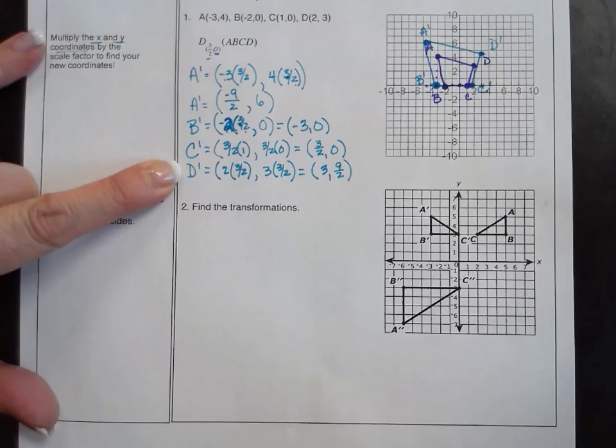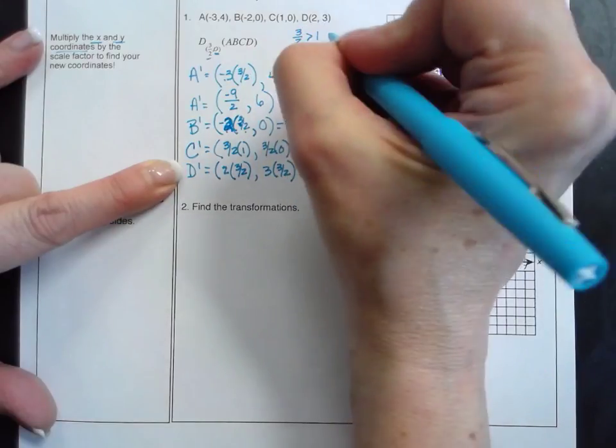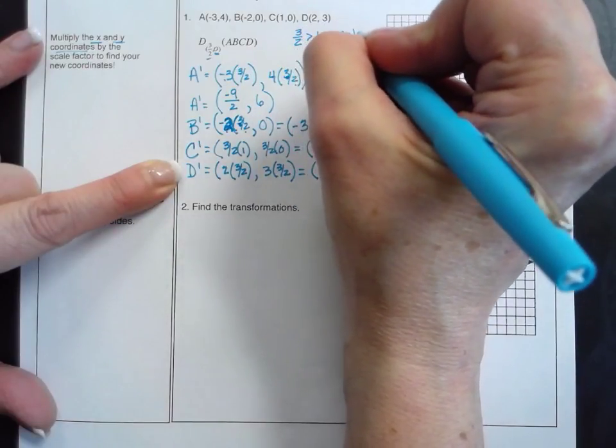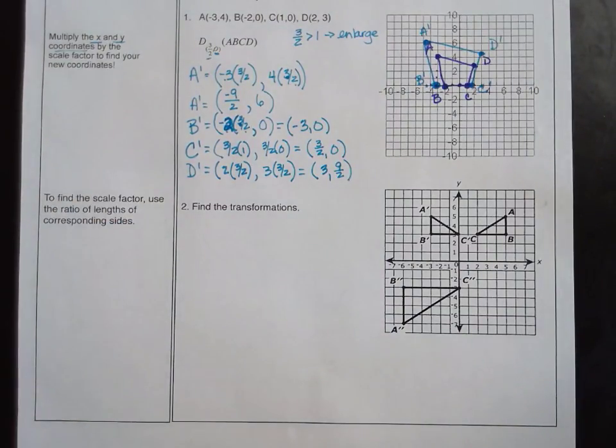So this is an enlargement. So that one is an enlargement. How else could we tell it was an enlargement? Before we even graphed it, Zach. 3 halves. Yeah, so 3 halves is greater than 1, so that means it's an enlargement. Beautiful. Easy peasy.